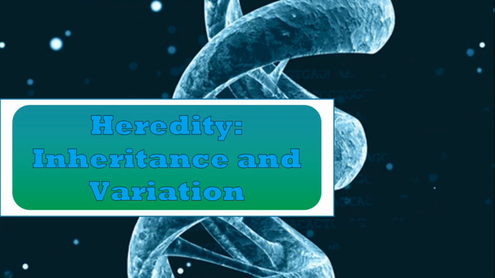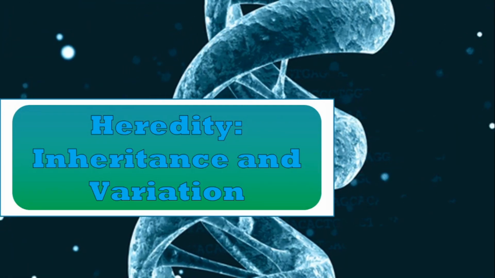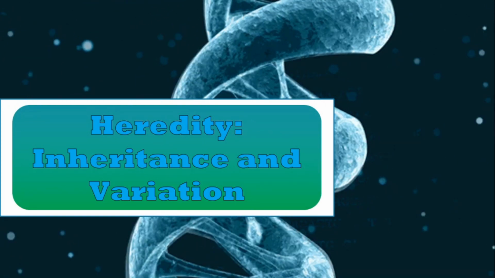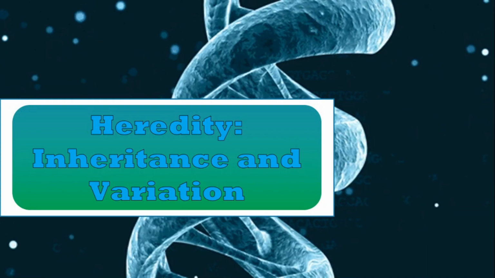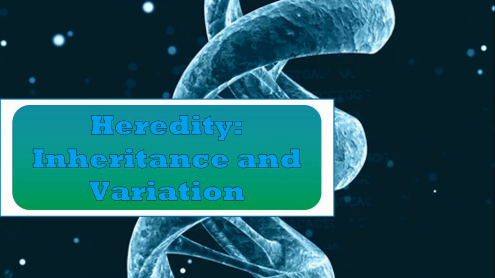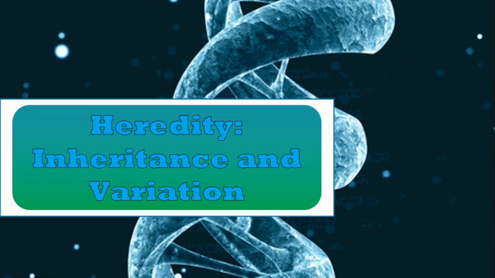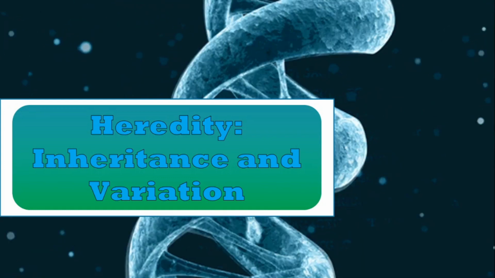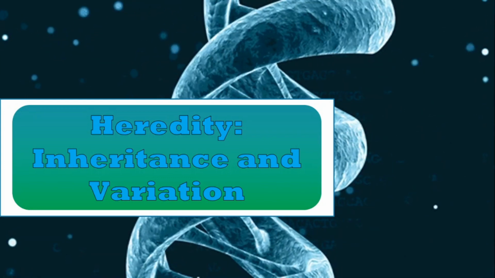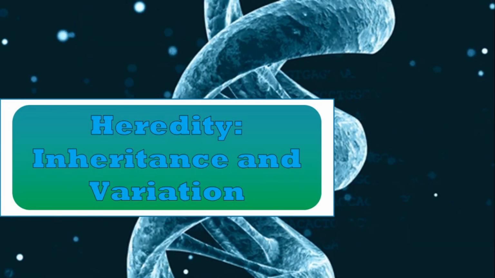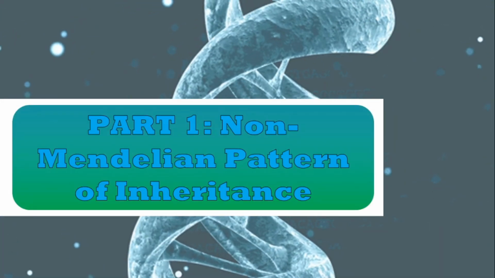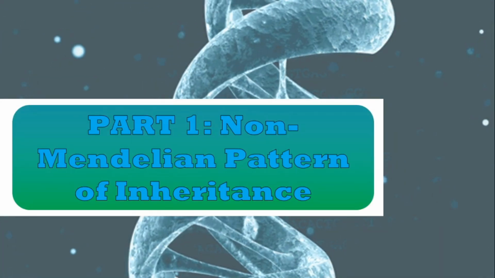Okay, so without wasting any more time, let's start the discussion. This chapter about heredity, inheritance, and variation is divided into 2 parts. The first part involves the non-Mendelian pattern of inheritance, and part 2, the multiple alleles. Now let's begin this discussion about the non-Mendelian pattern of inheritance.